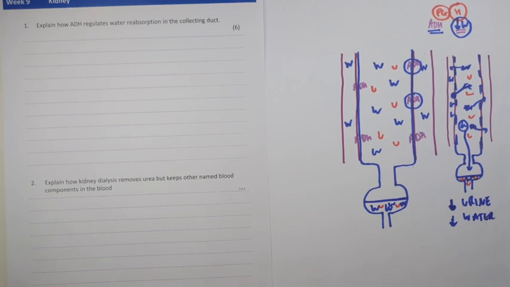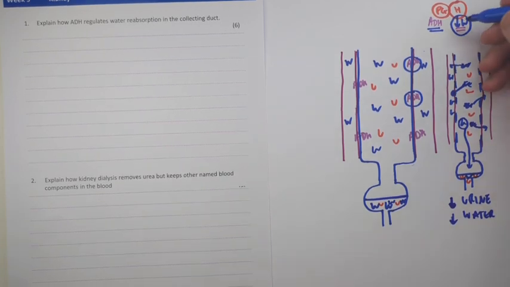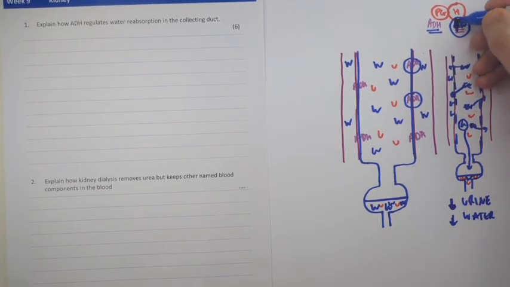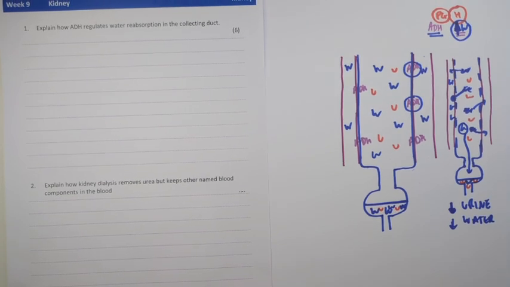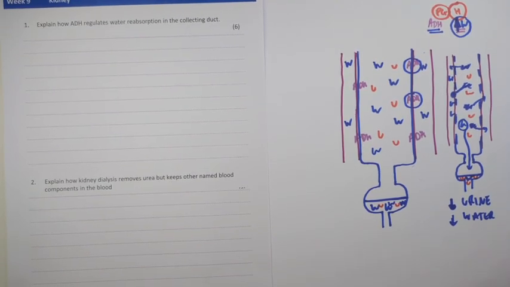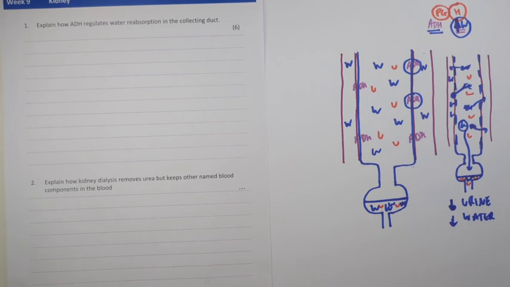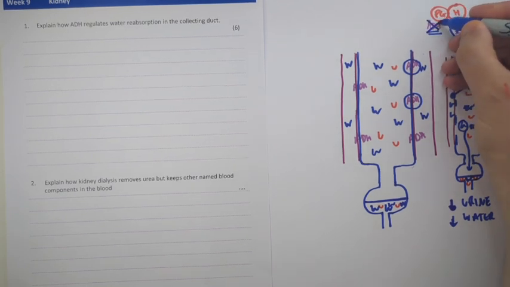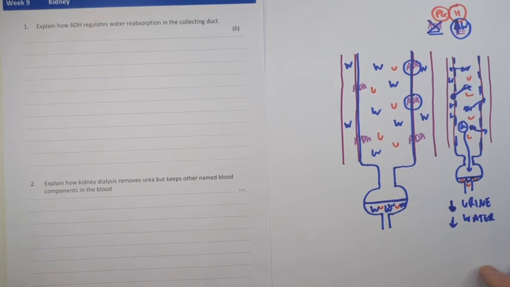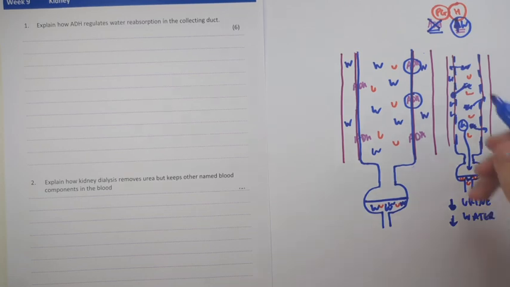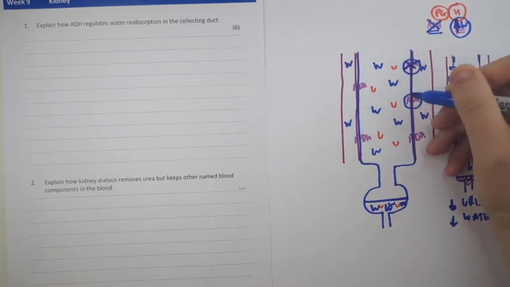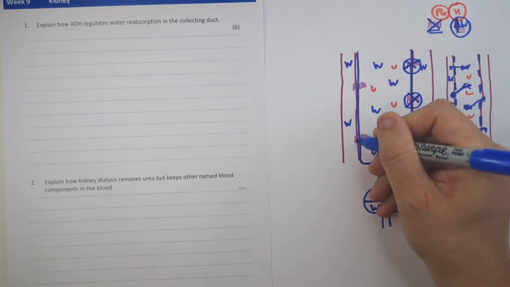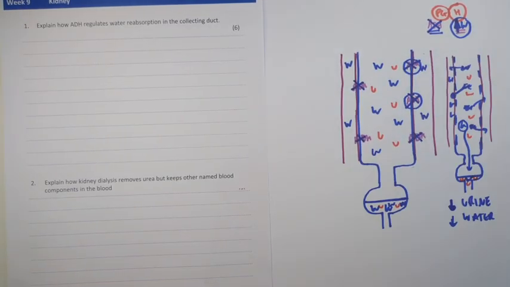So then what happens if water levels are too high? Let's say it's a cold day and you've drunk loads and loads of water. The pituitary gland is going to secrete less ADH, or no ADH. So ADH levels will drop significantly. Therefore, the ADH will not bind the collecting duct membrane.